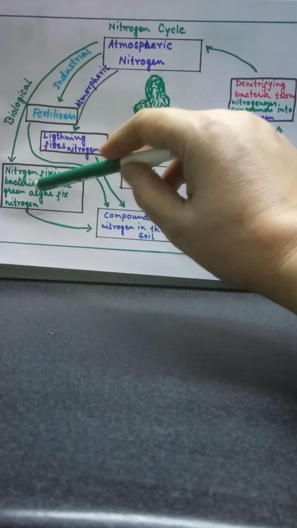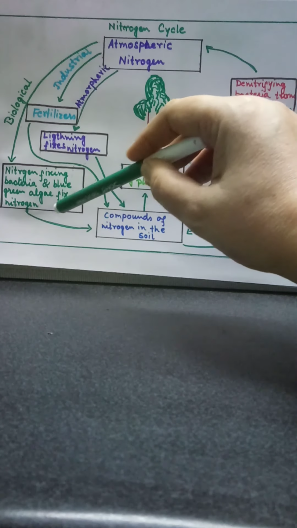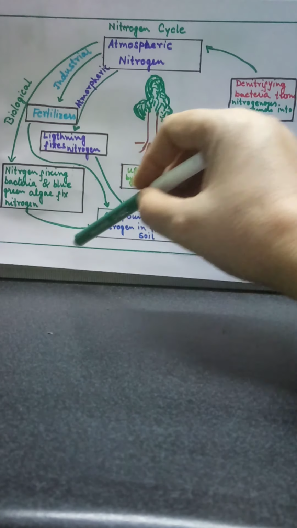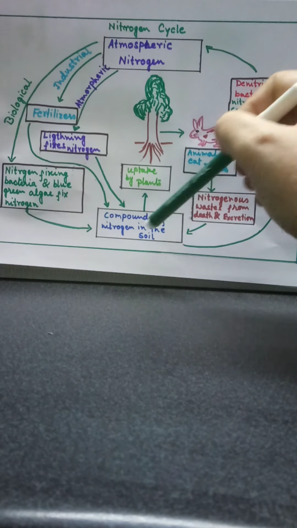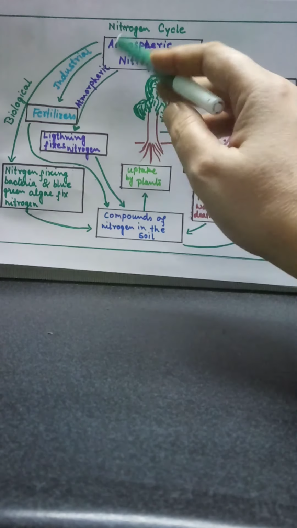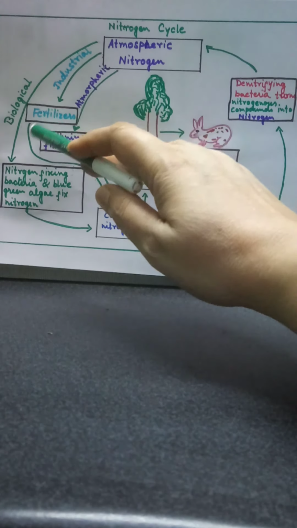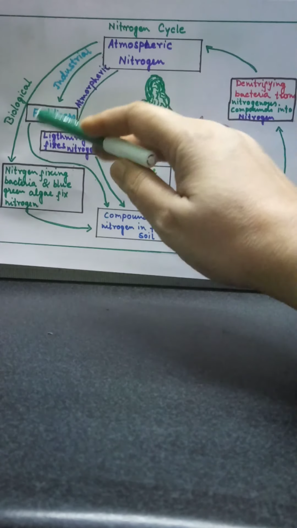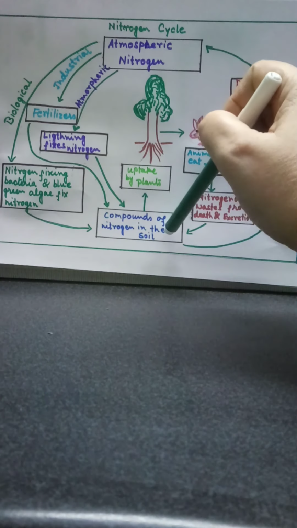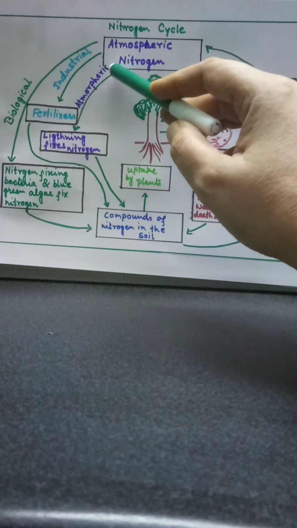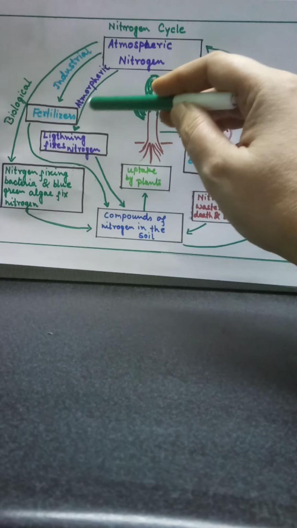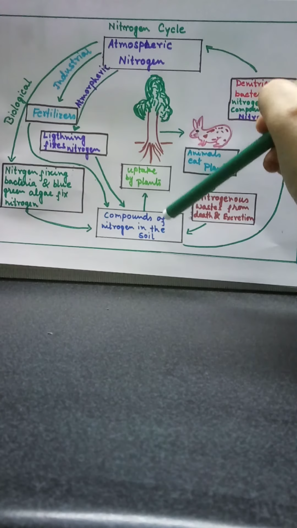Biological: nitrogen fixing bacteria and blue-green algae fix the nitrogen in the form of nitrogenous compounds in the soil. So, biological fixation. This is industrial fixation, when we add fertilizers to the soil. So, nitrate fertilizers, which are compounds of nitrogen, also remain in the soil. And atmospheric fixation: during lightning, nitrogen is fixed in the soil in the form of nitrogenous compounds.